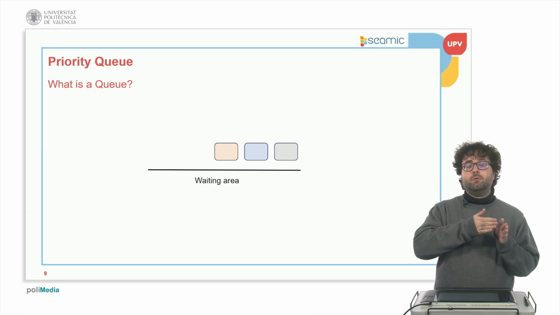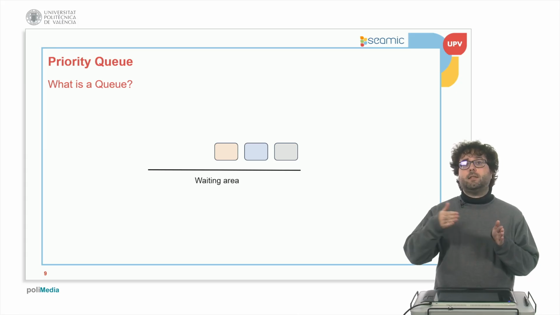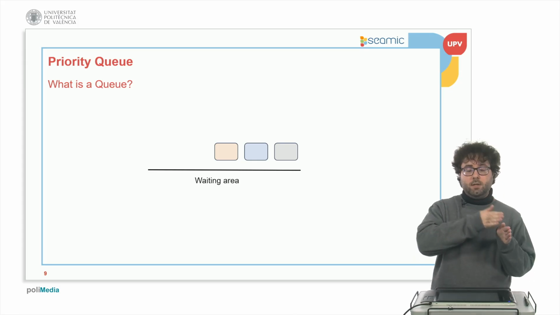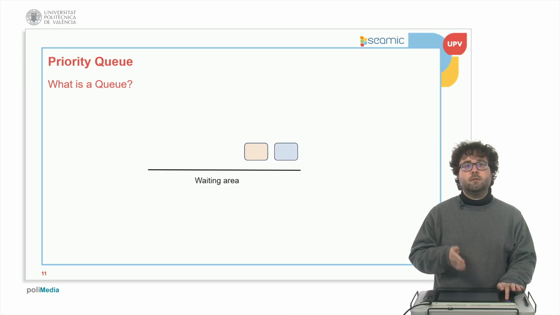And then when we want to take elements from that area, what is called dequeuing, we'll just take the first element of the queue and take it out. Then comes the second element, and so on and so forth.